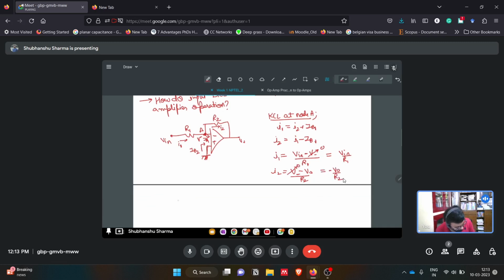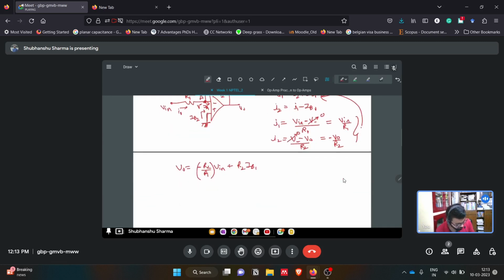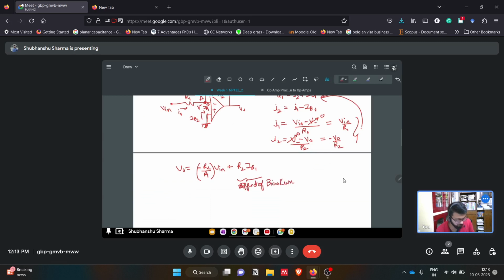Okay, so if we substitute this in this equation, then V naught is given by equals minus R2 by R1 V in plus R2 IB1. So we saw that this is the effect of bias current, and the other term is what we wanted.